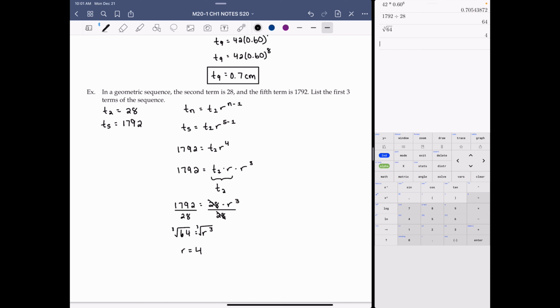Next we need to figure out term 1 so that we can get term 1, term 2, and term 3. We already know term 2, that's fine. So we can either plug r equals 4 back into this to figure out what T1 is, and then use that to get from T1 to T2, which we already know, to T3, or we can just use multiplying and dividing by r. So we have term 1, term 2, and term 3.